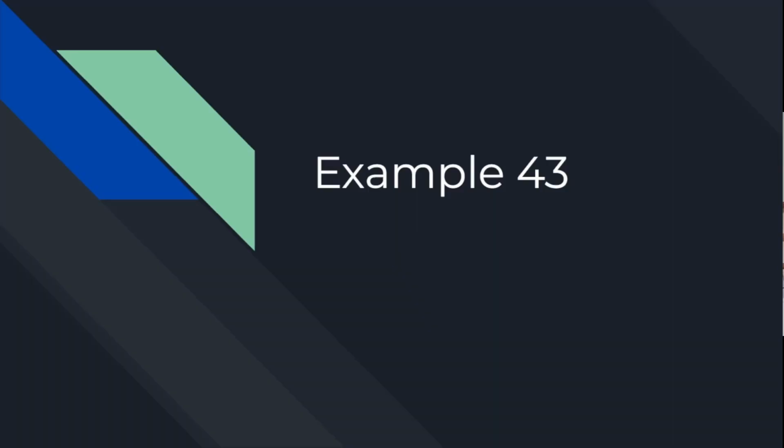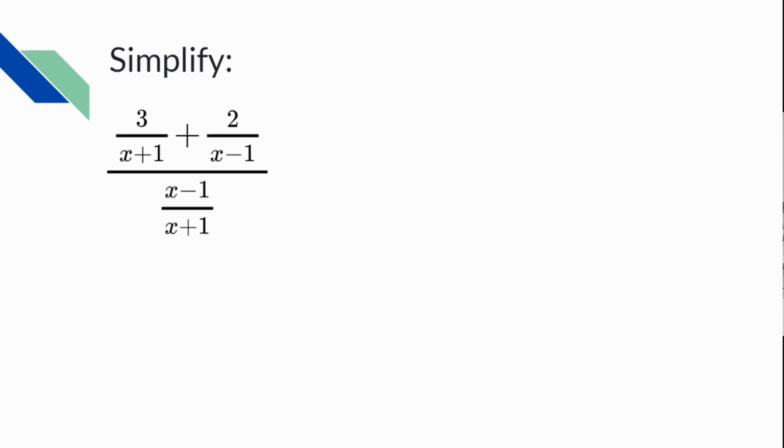Example 43 is pretty hard, so fasten your seatbelts. This is going to get a little messy, but we can handle it, no problem. Here we have 3 over x plus 1 plus 2 over x minus 1, and that whole thing is being divided by x minus 1 over x plus 1.